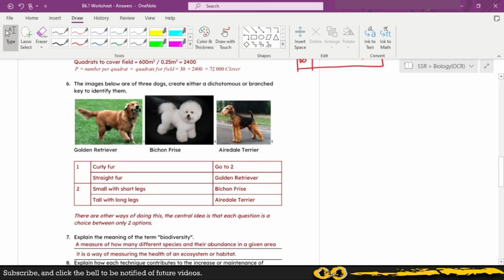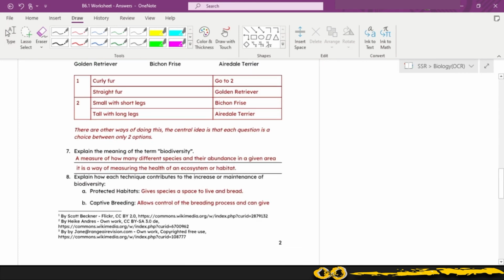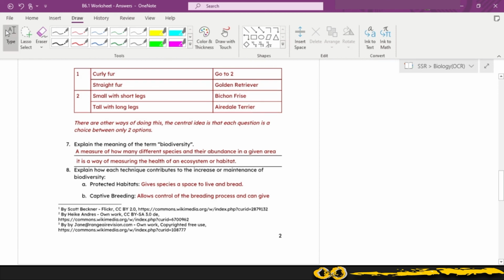At question 6, you are looking at creating your dichotomous or branched key. Remember, you need to be creating some very simple questions that are very direct. This isn't the only way of doing this. There are some other options, so if you have a different option, then that is perfectly valid as long as you can use it to distinguish.